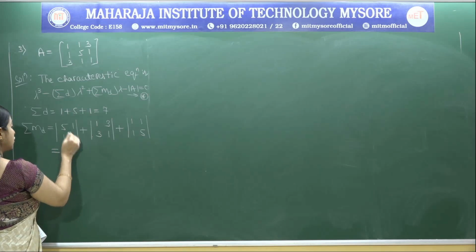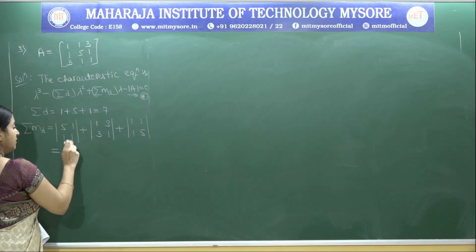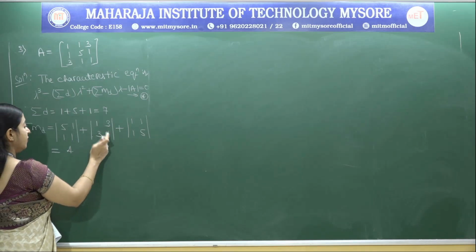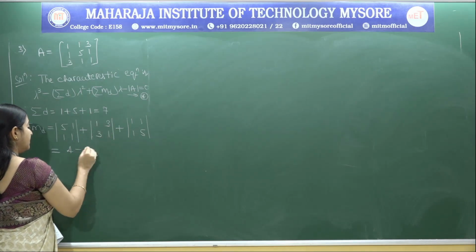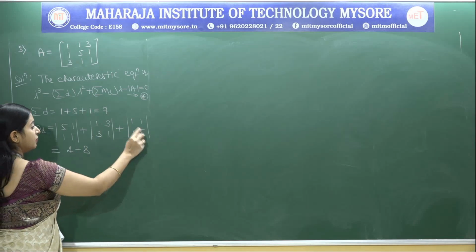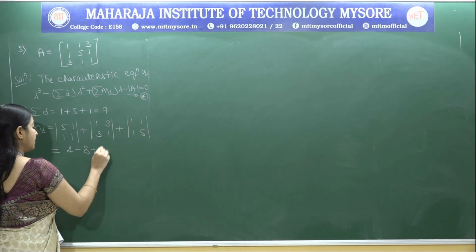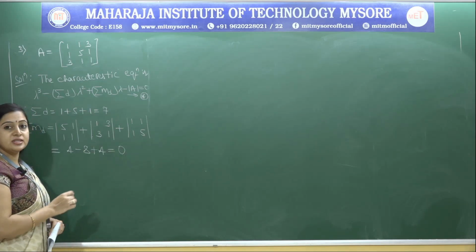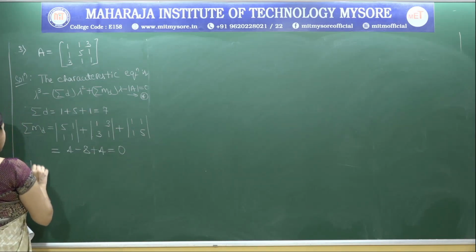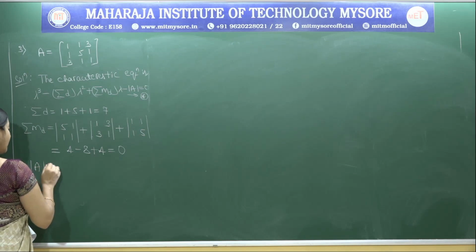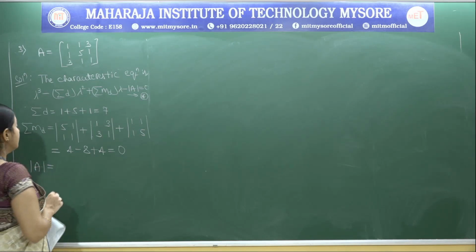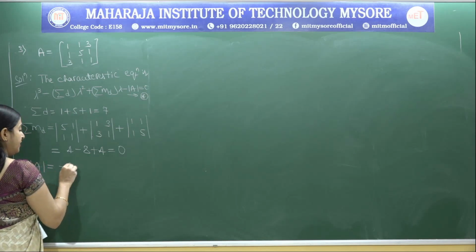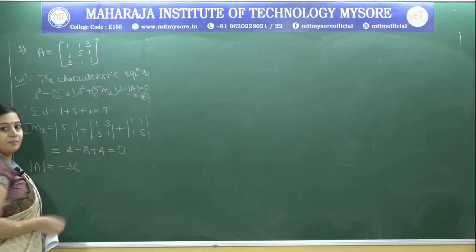Next, solve this. The first one, cross multiplication, 5 minus 1, you will get 4. Second one, 1 minus 9, you will get minus 8. Third one, 5 minus 1, you will get plus 4. So you will get the sum of the minors of the diagonal elements as 0. Similarly, find the determinant in your calculator. You will get the determinant of the given matrix is minus 36.